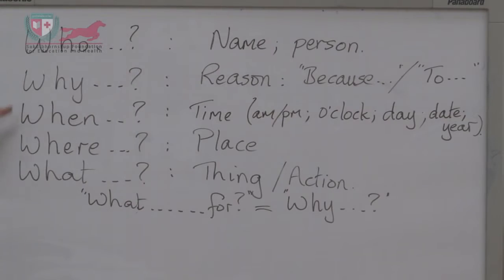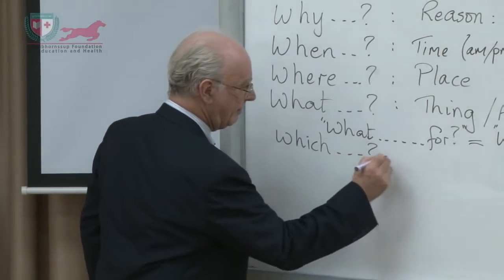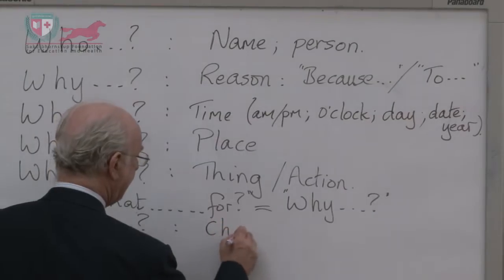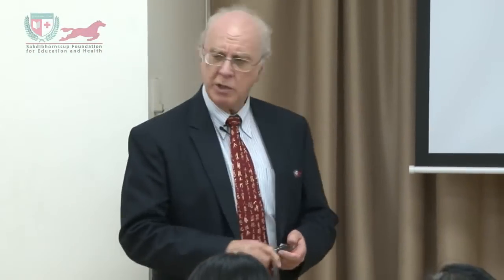Okay, we've got who, why, when, where, what. Two more. Which. And if the question is which, what will the answer be? A choice, right, it's a choice. Which hotel is the best? This one, this one, this one, this one? Which subject did you like at school? Which level do you teach at school? Do you teach Prathom or Matayom? So it's a choice. When we ask which, we are asking to explain a choice.